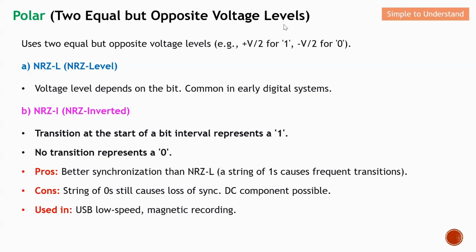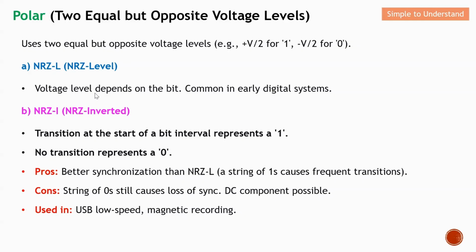Okay, so under this polar, we have the first one, non-return to 0 level, and also non-return to 0 inverted. Let's come to the first one, non-return to 0 level. The voltage level actually depends on the bit. This is very common in early digital systems. In short, this is quite similar to non-return to 0, which I'm going to explain with an example later on.